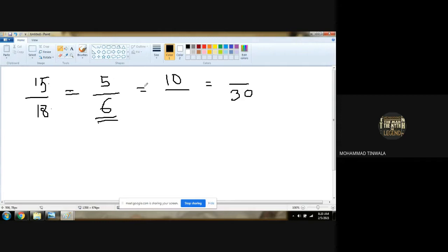So to take 5 to 10, what do we have to multiply by? 5 2s are 10. So 6 also has to be multiplied by 2. So what will be over here? The answer is 12. Are you getting my point? Yes. So these three fractions are equivalent.